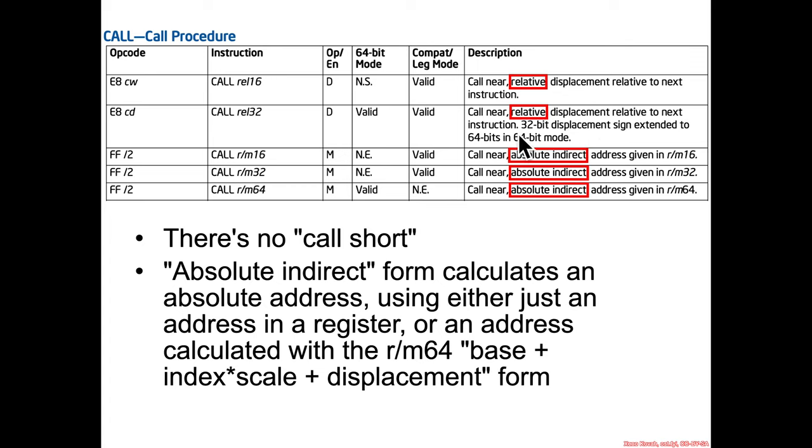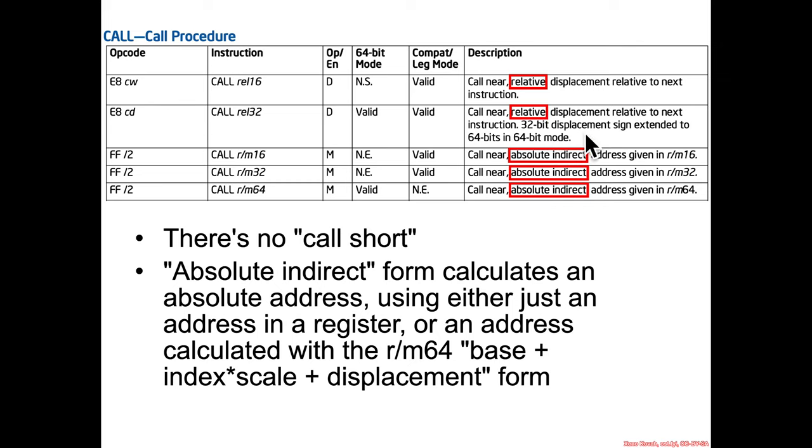So basically for the math, you're not going to take the address where the call instruction is. You're going to take the address after the call instruction, and then you're going to add the 32-bit displacement, which is sign extended to 64 bits, and you're going to treat it as a signed value. So you're either going next assembly instruction plus some signed 32-bit extended value or minus some signed 32-bit extended value.